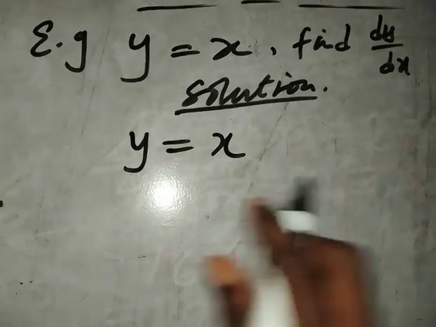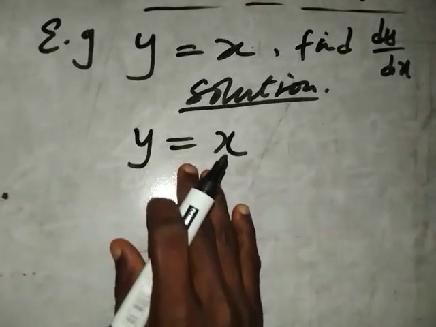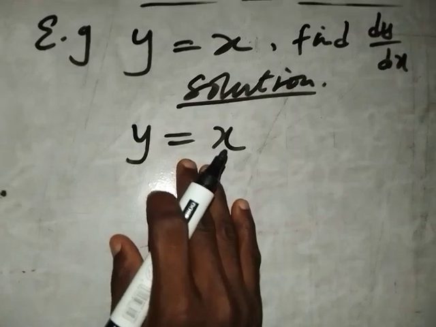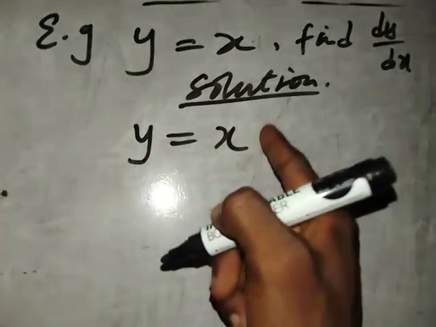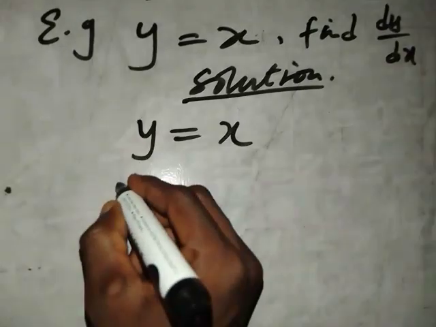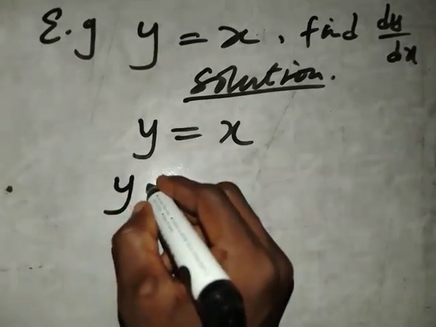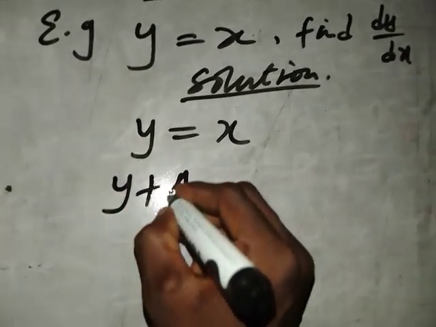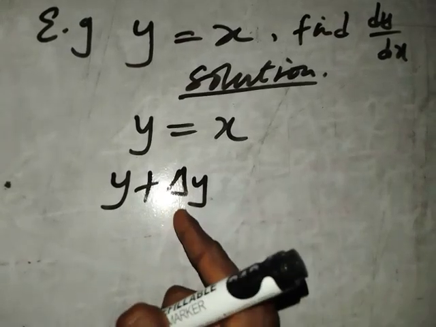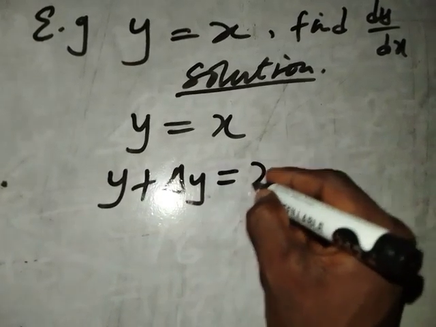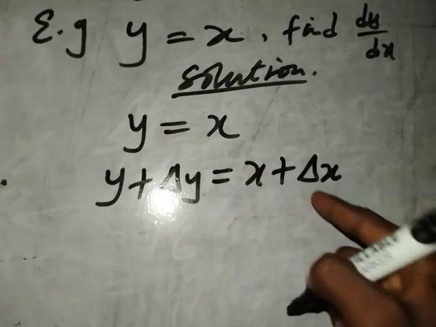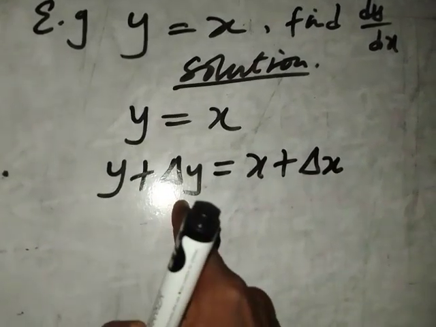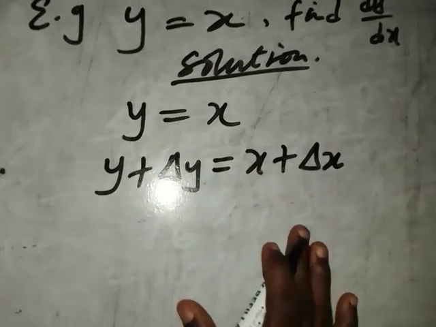Now, to solve this by first principle, first you must add change in y to this side and add change in x to this side. All right, we are going to have y plus change in y equal to x plus change in x. This is change in x, this is change in y. So you add it to both sides.